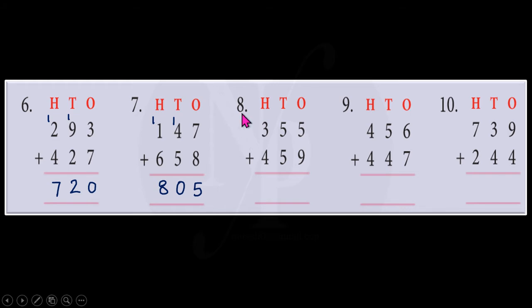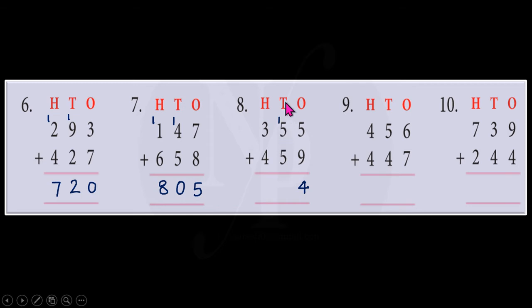Question number 8. 355 plus 459. We add the digits at ones place first. So 5 plus 9 is 14. 14 ones are regrouped as 1 ten and 4 ones.